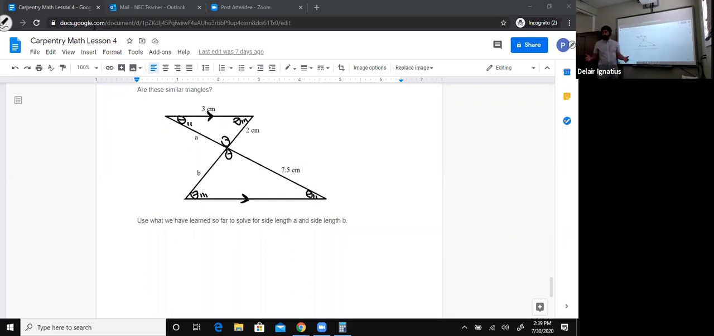We have similar triangles, so we can use proportionalities to solve them. This is kind of a difficult question because everything is mirrored and flipped around. So we're looking for side length A and side length B. I'm going to suggest that we start with side length B. The trick to this will be figuring out what side on the smaller triangle, or the top triangle, corresponds to side B on the bottom triangle.